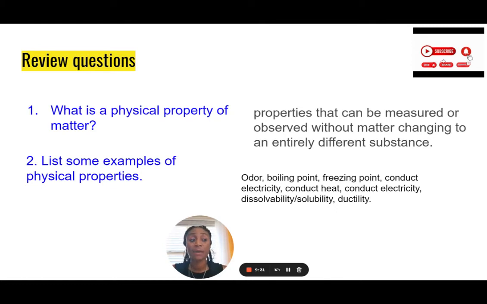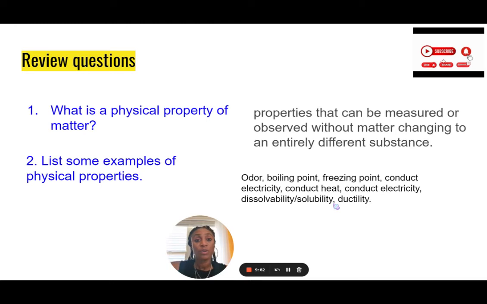And we gave the example of paper being ripped. It's smaller, but the properties of this paper did not change because it's still paper, no matter how small it is. Right? So another question is, list some examples of physical properties.